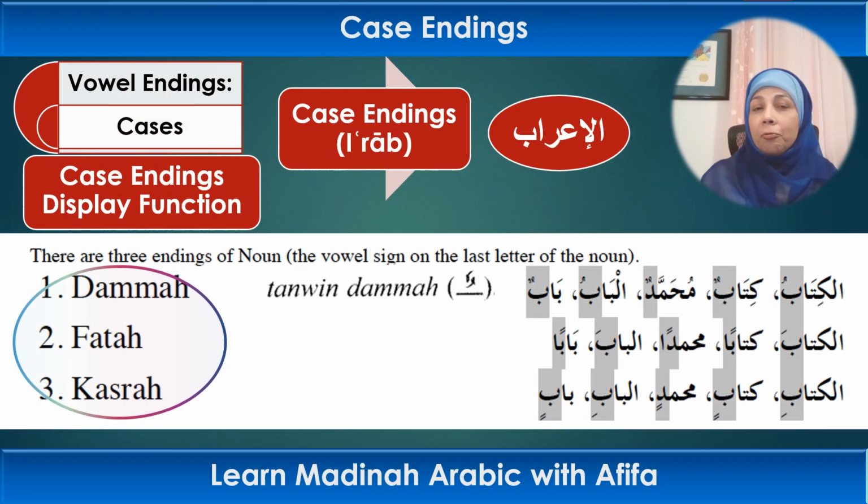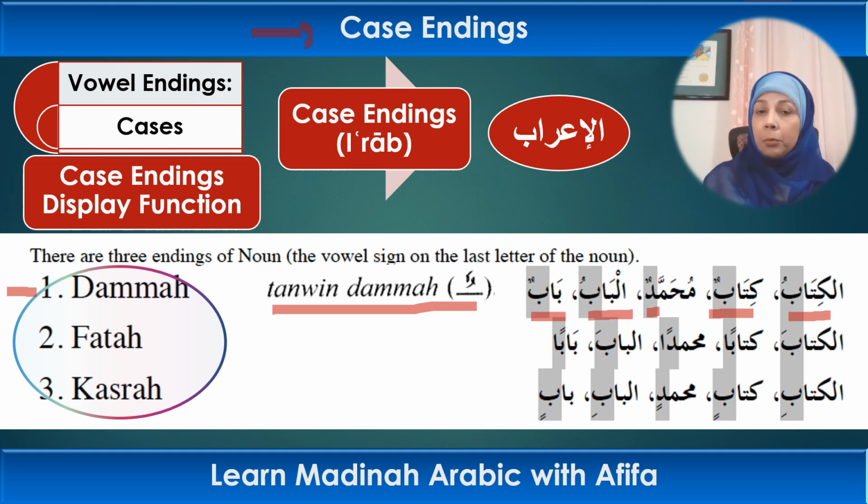So now let's first talk about case endings in Arabic. Let's take a look at this first line where all the words end with a Dhamma. In this first word, al-kitabu, the ending is a Dhamma. The second word ends with a tanween Dhamma, kitabun. Tanween Dhamma means there are two Dhammas. And similarly, Muhammadun, Al-Babu and Babun.